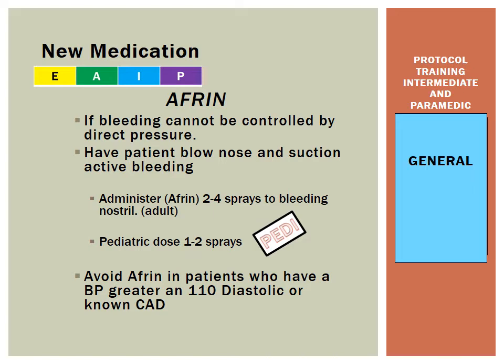So for our adult patients, Afrin, 2 to 4 sprays to the bleeding nostril. For our pediatric patients, 1 to 2 sprays to the bleeding nostril. Now we want to avoid Afrin in patients who have a diastolic blood pressure greater than 110 millimeters of mercury, or they have a history of coronary artery disease.